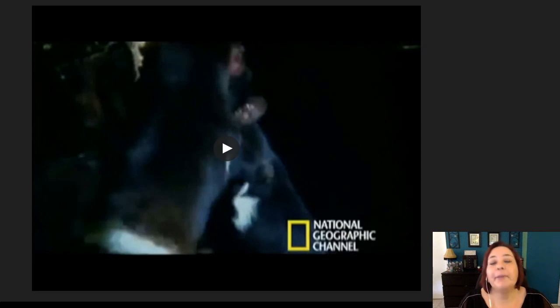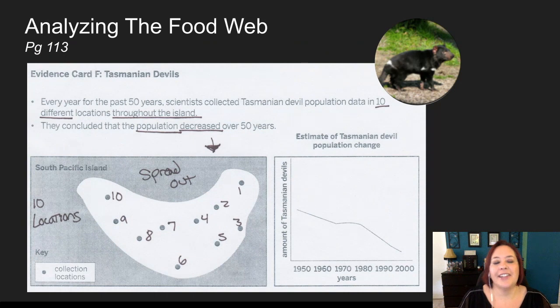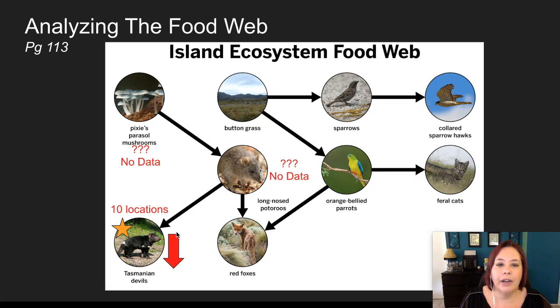So yeah, he may look cute, but you would not want that for your pet. So let's look at the Tasmanian Devil evidence card. Our scientists concluded that the population decreased over 50 years. And if you take a look, there are 10 locations here where they collected evidence, and it's really spread out. So this is a really good piece of evidence. So on my food web, I went ahead and put a big arrow down, showing that it's decreased. Personally, I like to use arrows more than words because I feel like a picture is worth 1,000 words.